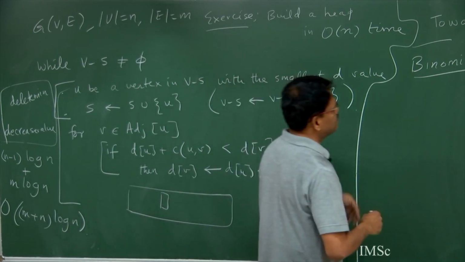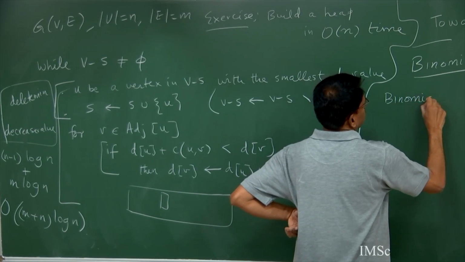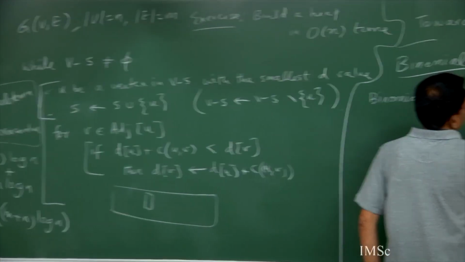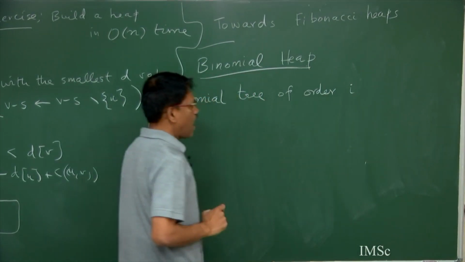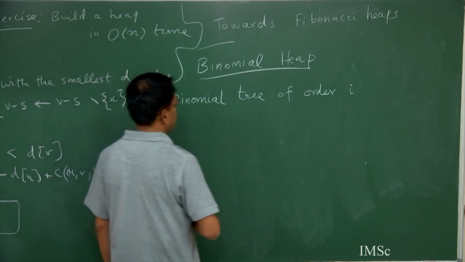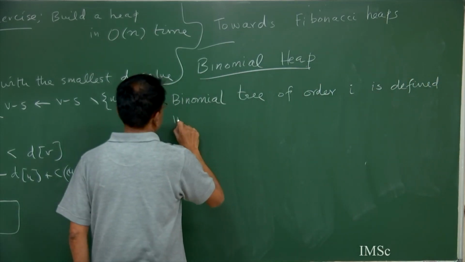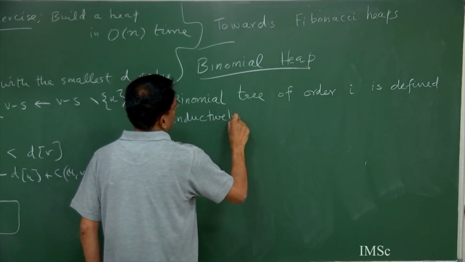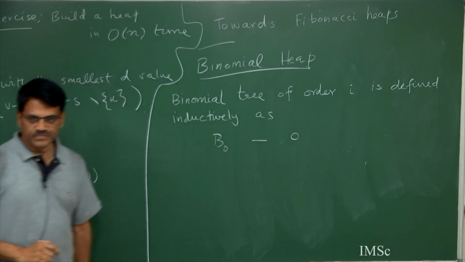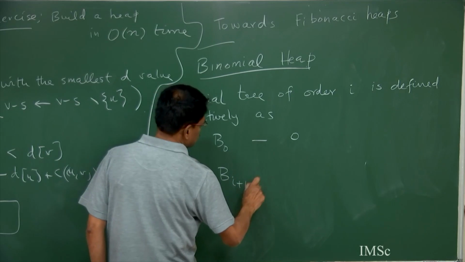Okay. So, let me just define this. First, we will define what is called a binomial tree. It comes with some order i. i denotes the degree of the root. It is defined like this inductively. B0 is just a tree with a single node. And if you already defined Bi, what is Bi plus 1?